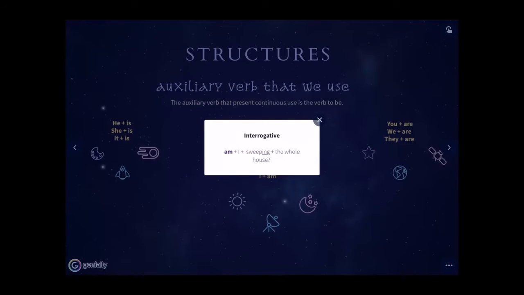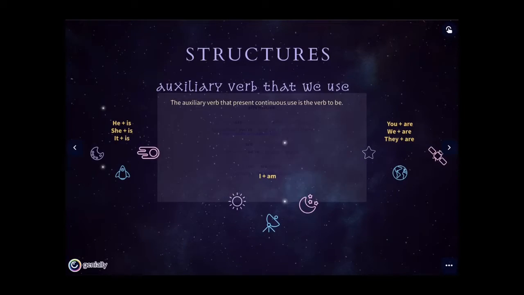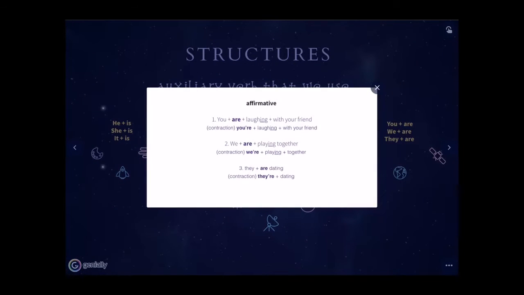The verb be. Okay? Am I sweeping the whole house? And that's it. We can't make contractions this time. And with the affirmative sentence with the verb be, am, with the verb be, are, we use this kind of the verb be with you, we, and they.